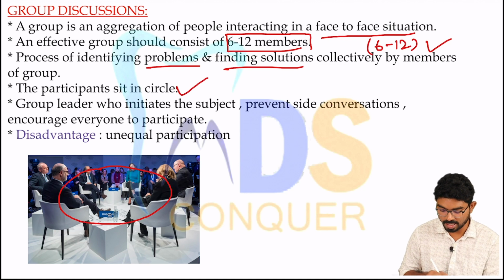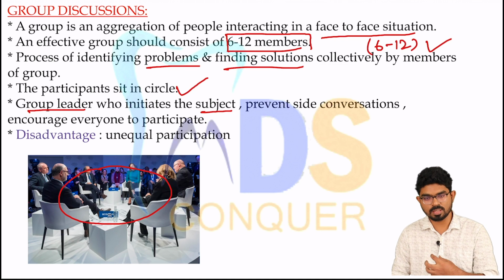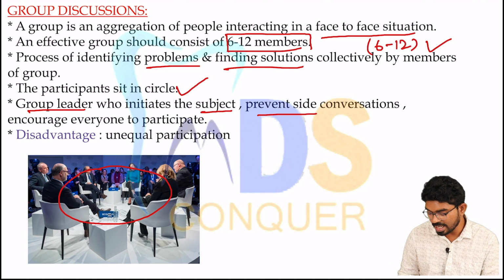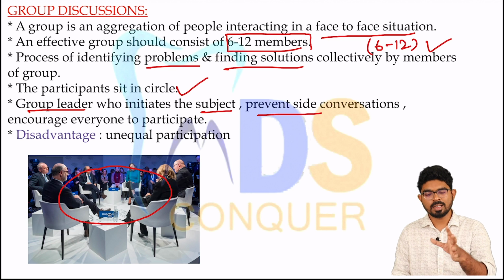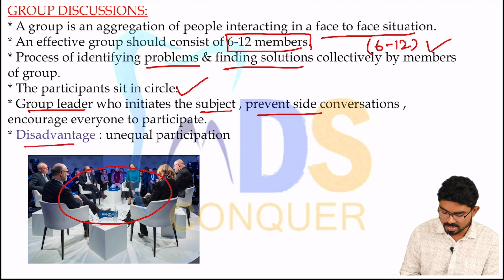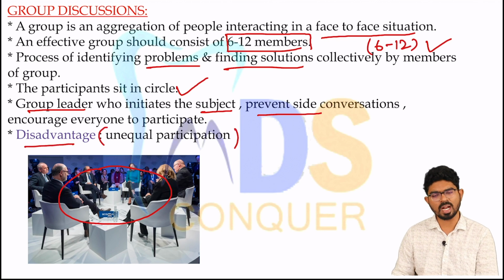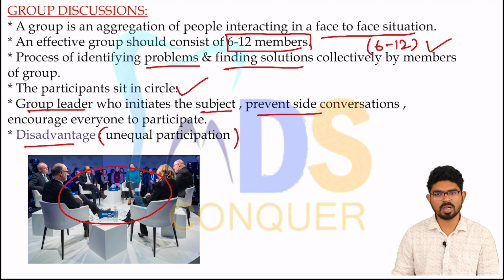You can clearly appreciate that in the diagram, and there will be a group leader, who is going to initiate the subject and describe the concerns, the solutions, and the questions for which you have to get solutions. He always encourages everyone to participate in that particular session. The main disadvantage is unequal participation. A few people react or get involved more in the group discussion, and a few people will be skipped or ignored. So that's the main disadvantage of a group discussion.